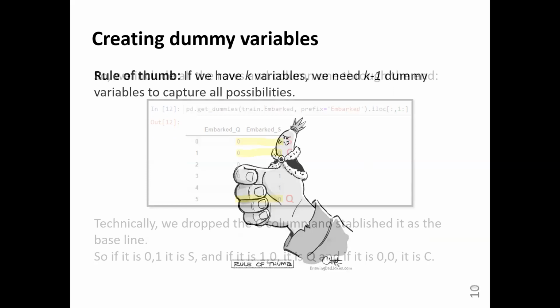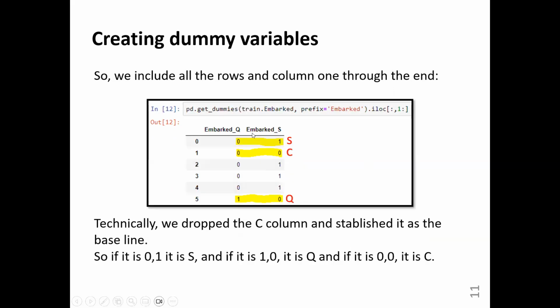So look here. Here we have Q and S. If you have 0, 1 here, it is S. If you have 0, 0, it means that's the column that we already dropped, which is C. So I think now it is kind of clear, right?